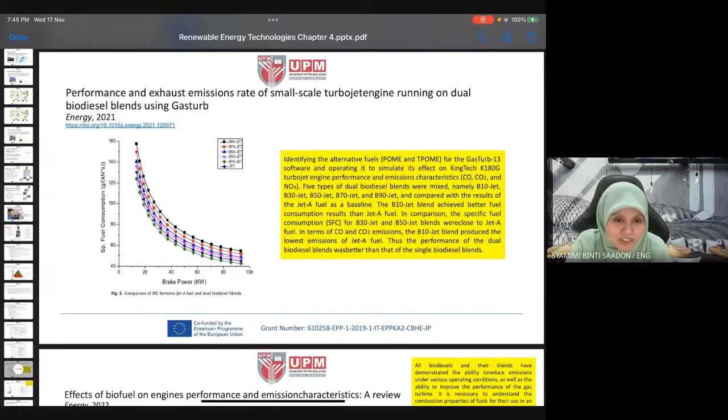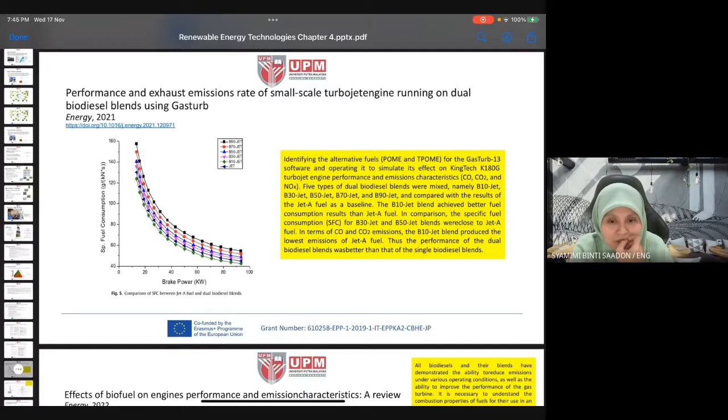From this study, we found that the B10 jet fuel blend, the green one, achieves so far the best fuel consumption, because it is the lowest. The lowest means that we can minimize the utilization of the fuel.